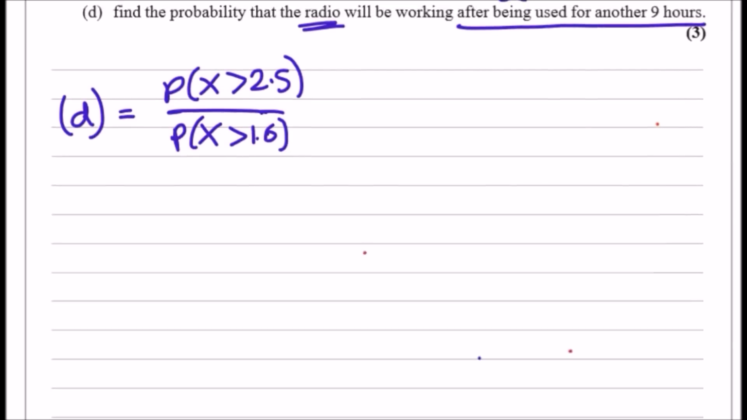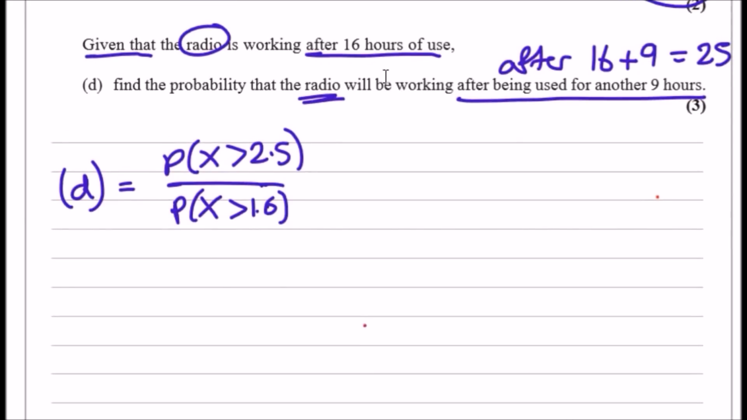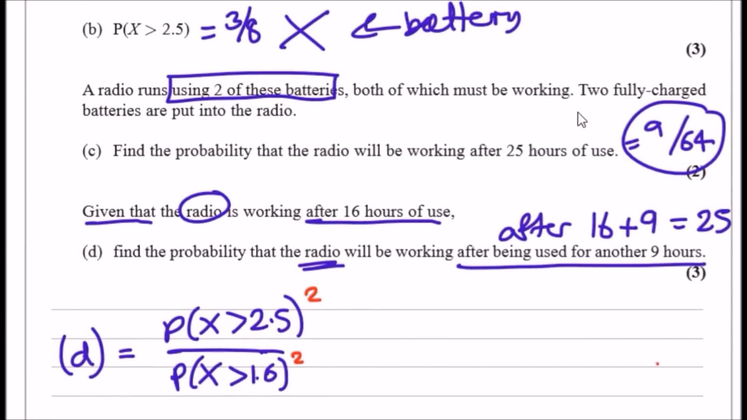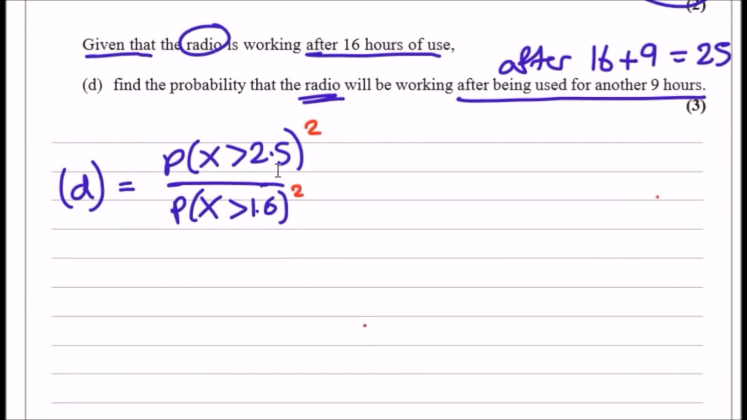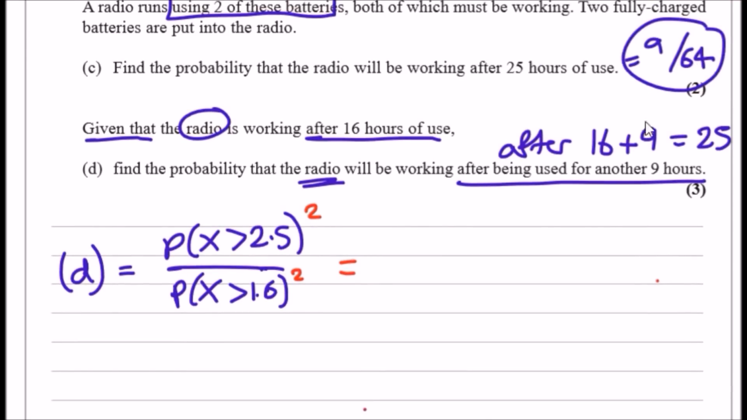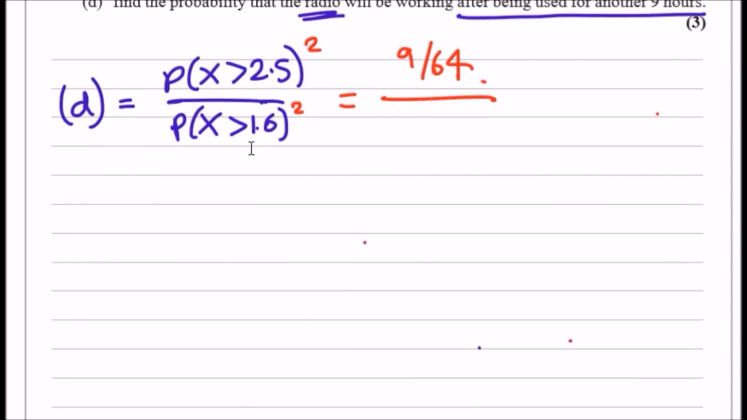Now, one thing before I forget to note as well is because we're using radio for both of them, remember they're both radios, we're going to have to square both of them because we need 2 of them. That's exactly what we did earlier. I know we multiplied both twice, but it's the same by just squaring. So we know what we have. The solution to part C, which we already had, was 9 over 64. So this squared was 9 over 64. Now let's try and work out this probability, x greater than 1.6.